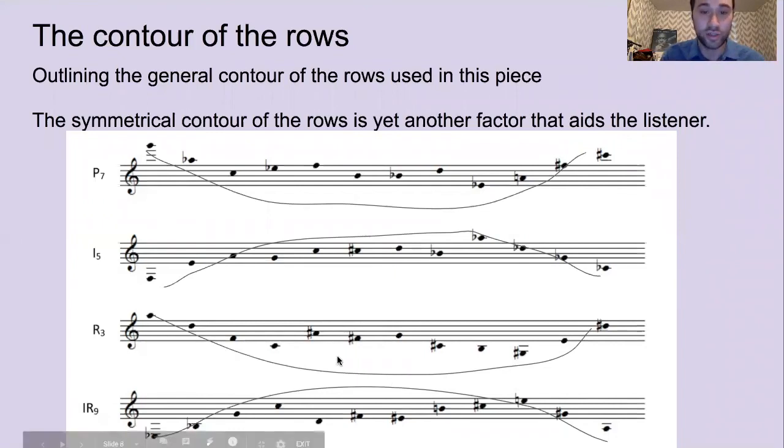They complement each other. And I wrote, the symmetrical contour of the rows is yet another factor that aids the listener. I think that if these rows didn't have such a clear contour, we would not hear this piece so clearly as a canon as we do. And I've just included the rows from the first half of the piece here, but if we looked at the rows from the second half, it would look just the same.